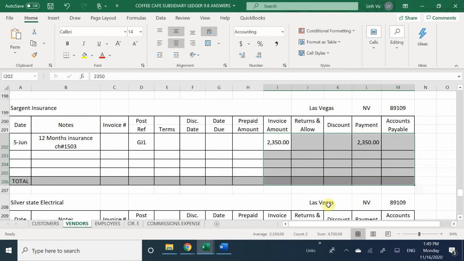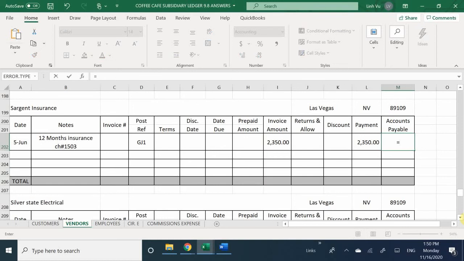Okay? So again, with the accounts payable formula, it's going to be equal. You start off with your invoice amount. Then you're going to subtract your prepaid accounts. Then you're going to subtract your returns and allowances and discounts. And you're also going to subtract out your payments. So therefore, right now, you owe Sargent Insurance $0. Okay. Good.